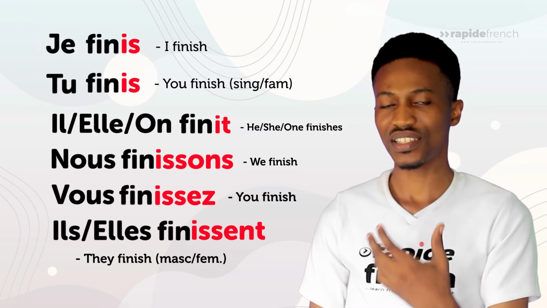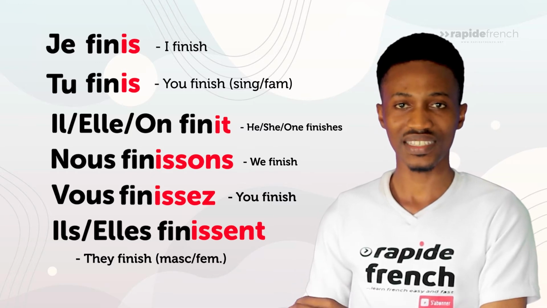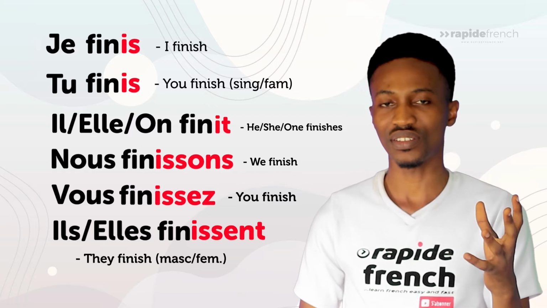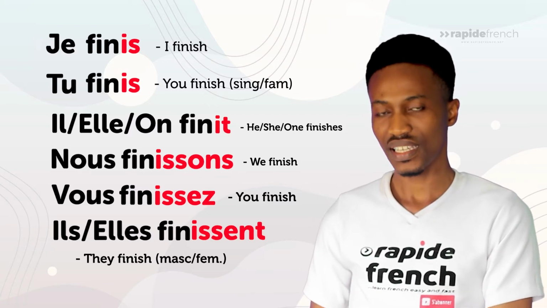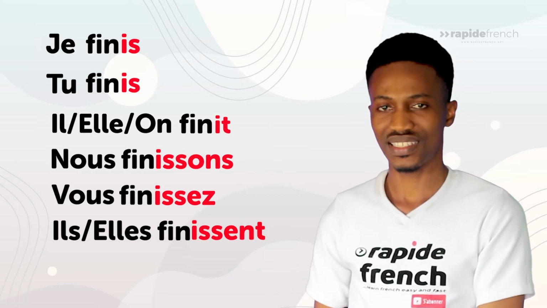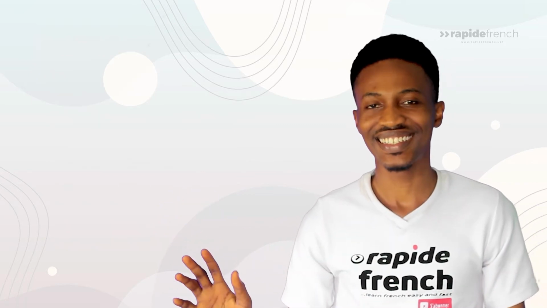I'm saying "son" because in French, when you see a double S like this, it has the S sound. That's what I'm saying: finissons. Vous finissez, ils finissent, elles finissent. So that is it. C'est ça. That is how to conjugate IR verbs in present tense.